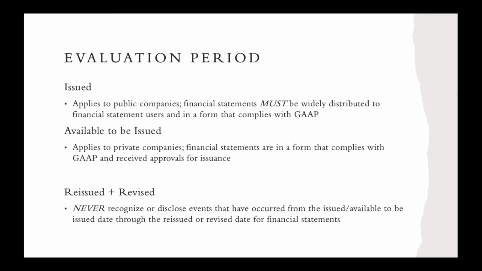Next, focusing on different evaluation periods, there are two in particular: issued and available to be issued. In the case of issued, this applies to public companies only, and it's when financial statements must be widely distributed to financial statement users and are in a form that complies with GAAP. And on the other hand, there's available to be issued. This applies to private companies only, and this is when financial statements are in a form that complies with GAAP and have received necessary approvals for issuance. So they don't necessarily need to be widely distributed just yet, just receive those approvals.